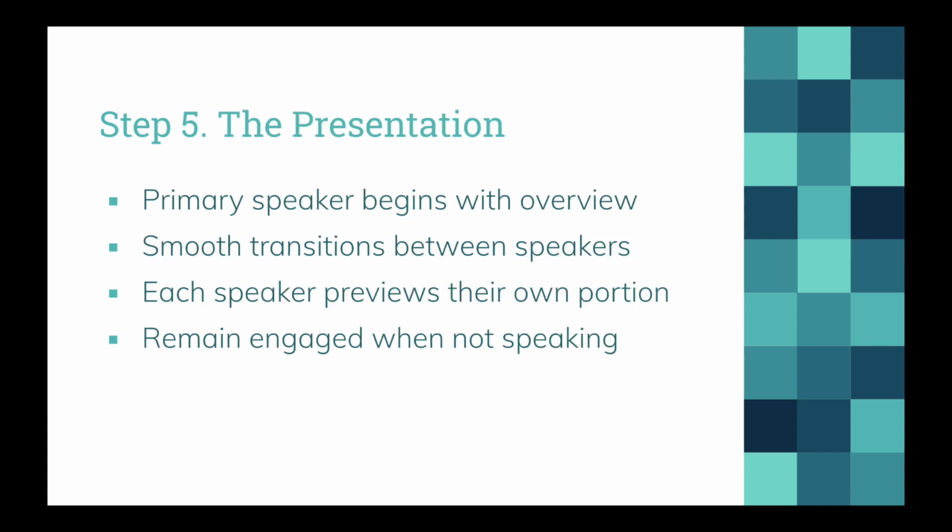Step 5 is the presentation itself. The primary speaker begins with the overview. Smooth transitions should be made between the speakers in order to make the presentation as uniform as possible. Each speaker previews their own portion of the presentation. So if you are each covering different topics, you can say, "Hello, I'm whoever, and I will be covering this, this, and this." And then the following speaker, when they have their topic, will be doing the same thing. And always remember to remain engaged when you are not speaking.